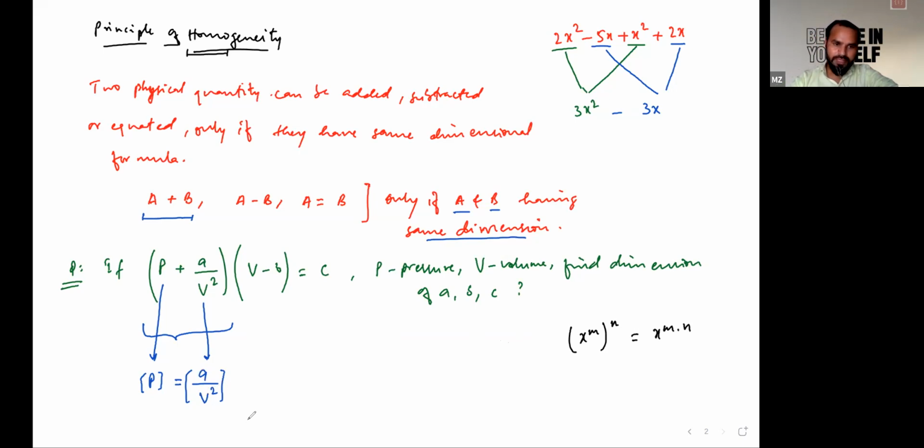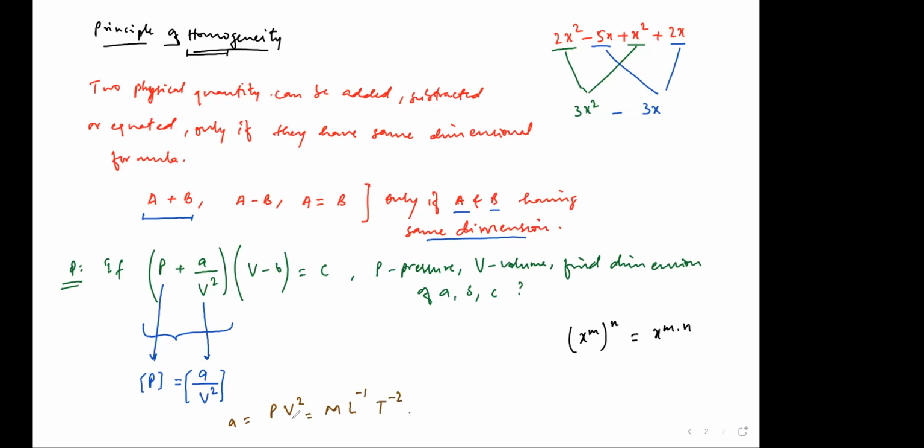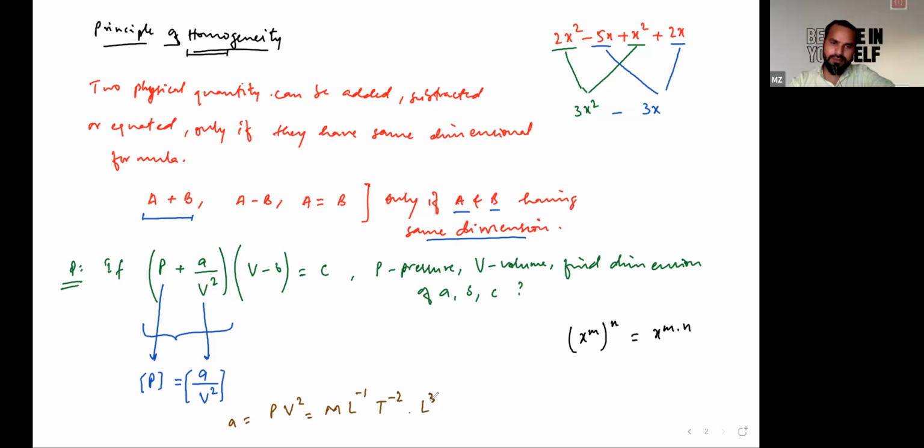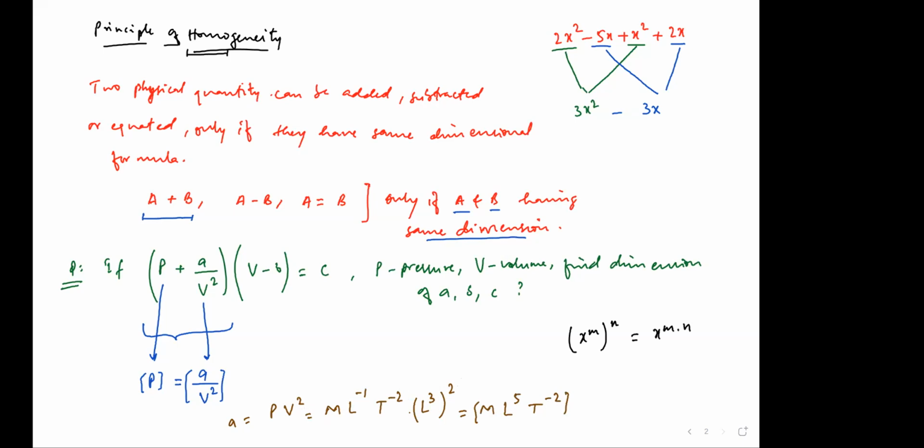On comparing, A is equal to P times V squared. We have the dimensional formula of pressure as M L to the power -1 T to the power -2. And for volume, it is L cubed, and squared over it, so the powers multiply. So it would be L to the power 6. And we already have L to the power -1 here. So on combination, it will be L to the power 5 T to the power -2. Is it clear to everyone? Yes, sir.